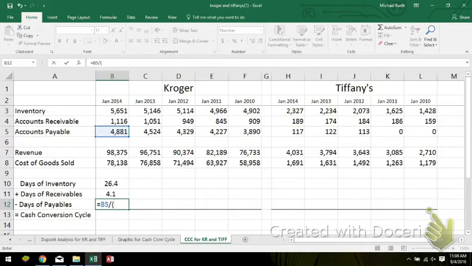divided by 1 day's cost of goods sold. So while it takes about 30 days or about a month for Kroger to convert the inventory into a dollar bill, they take about 3 weeks to pay for the inventory that they purchased. So if we look at the cash conversion cycle, days of inventory plus days of receivables minus the days of payables, and we get roughly a week's worth of cash tied up.